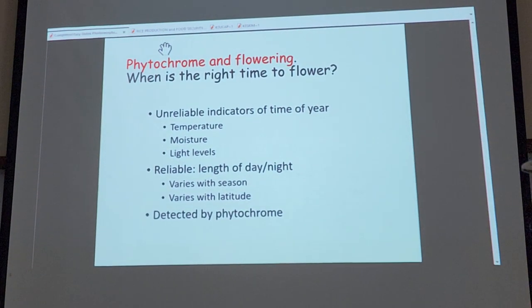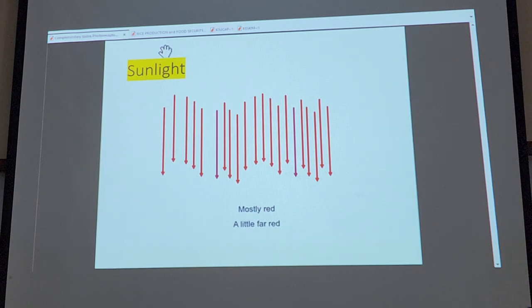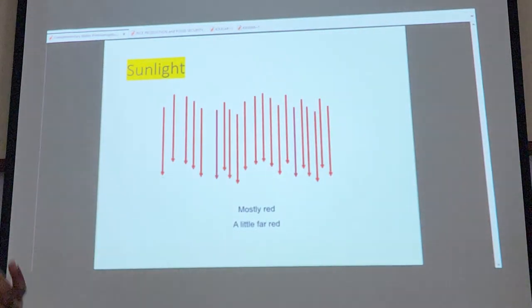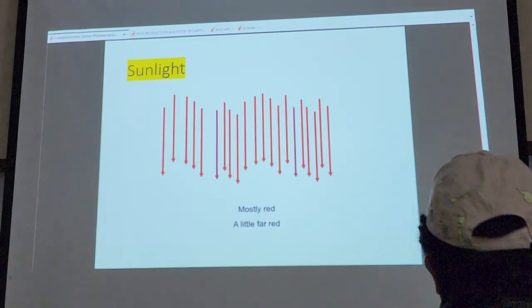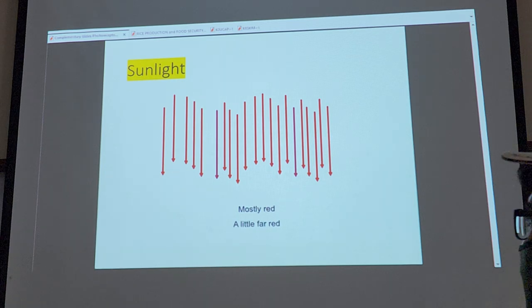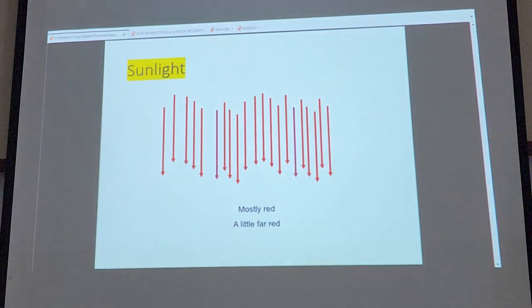Okay, very quickly, due to the phytochrome as well. So you have your sunlight, mostly, right? I hope you can see the difference in the color. Mostly red, a little far red. Why? I might ask this in the exam. Why does sunlight coming to the earth have a little far red?